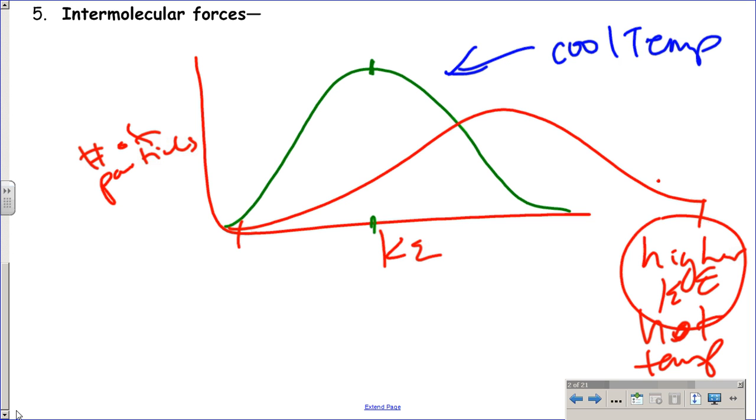Yeah. I guess the higher kinetic energy is really in the spirit of 420, isn't it?